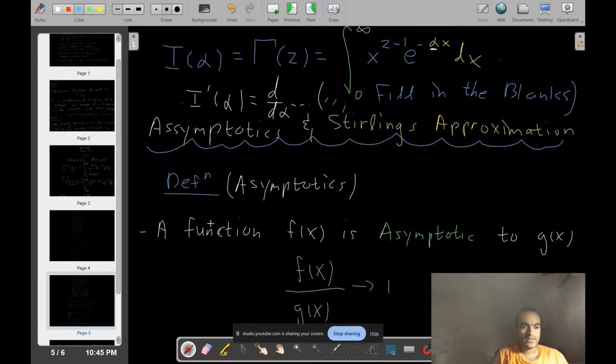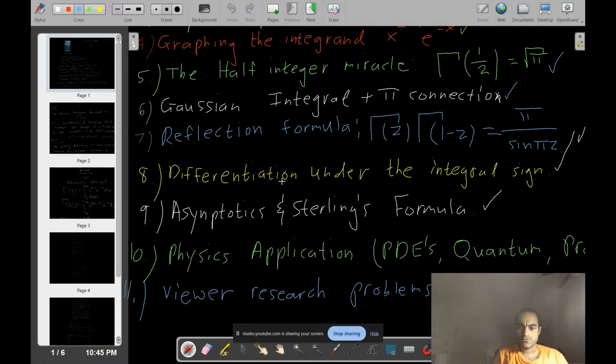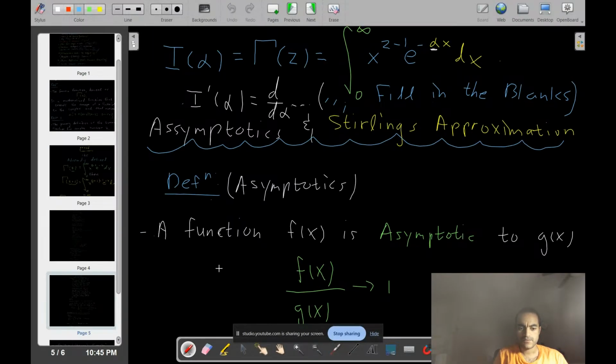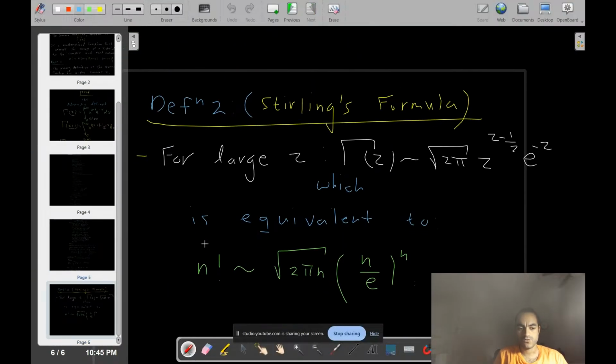Okay, so we're moving on. We talked a little bit, so we're doing asymptotics of Stirling's formula. Is there anything else I have to talk about for Stirling's formula? Trying to remember. Yes, definition 2. So we talked about definition 1.